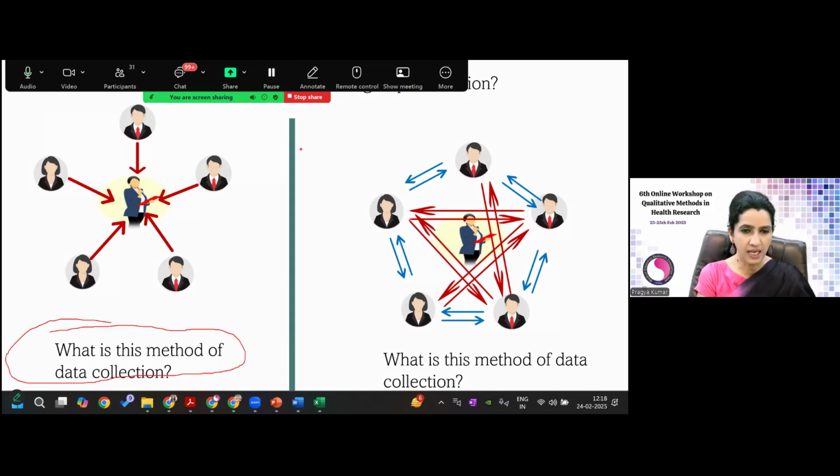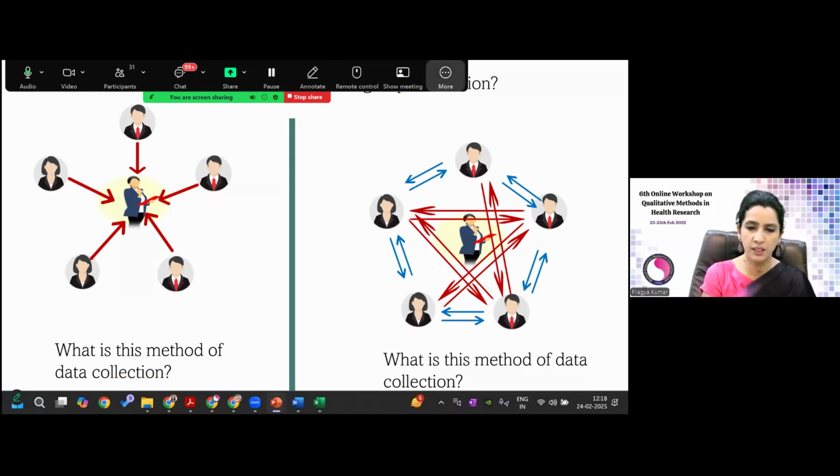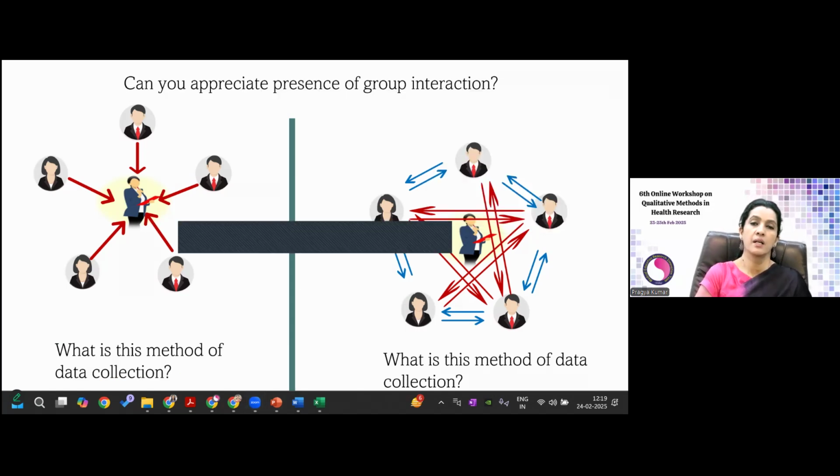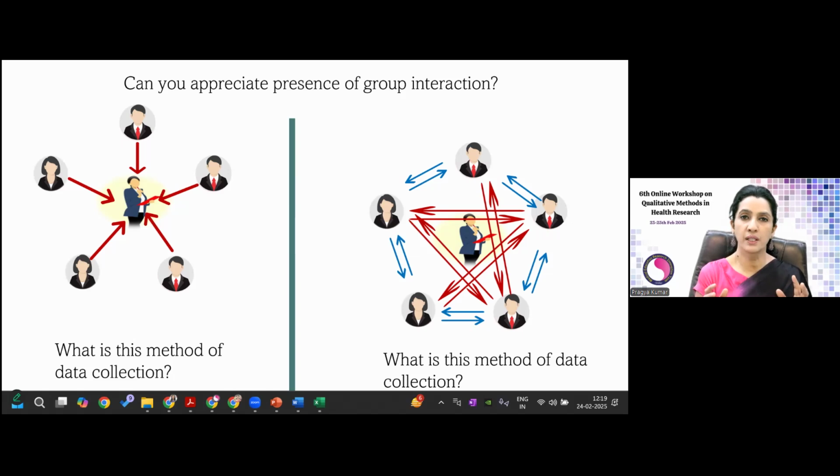And this happened with us during the RSV study, because of the vaccine uptake of this respiratory syncytial virus vaccine. Initially the data collection method was FGD. We planned to do the FGD with the ANM and ASHA, FGD with the mothers. But when we started doing it, before that we had to check whether it was feasible or not.